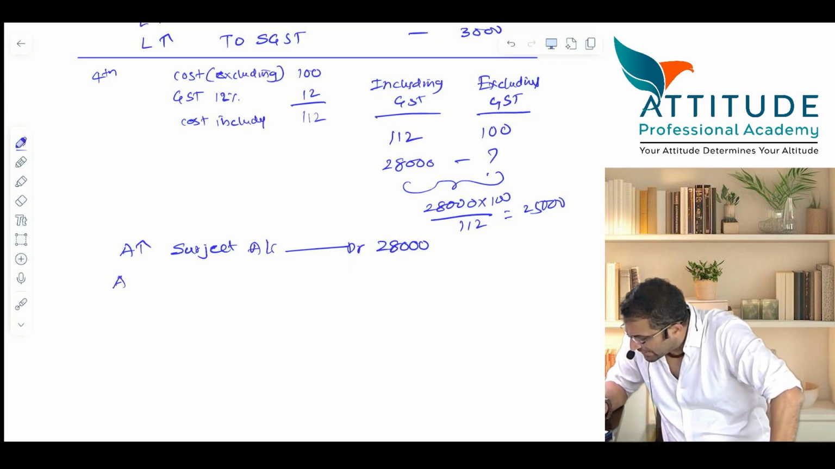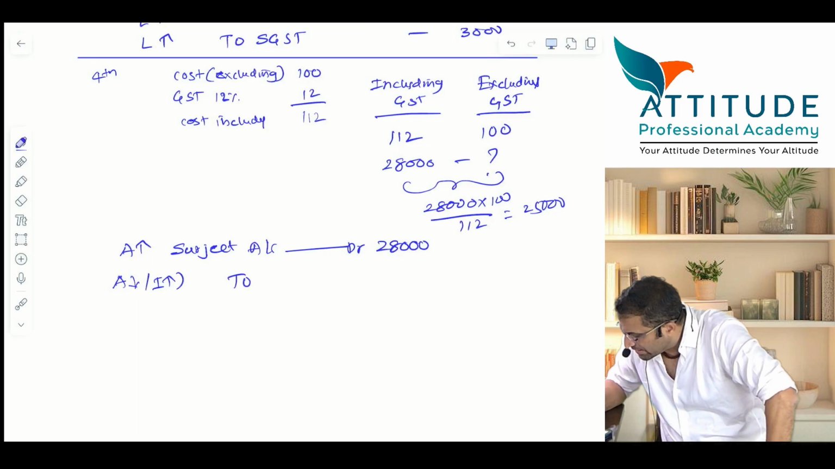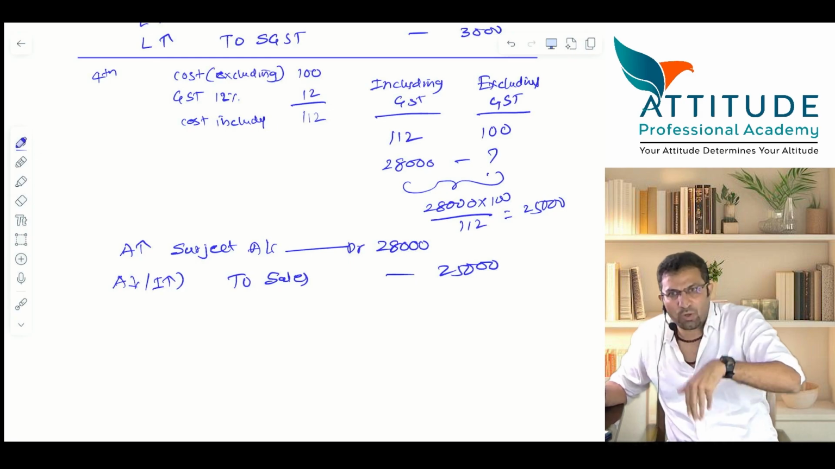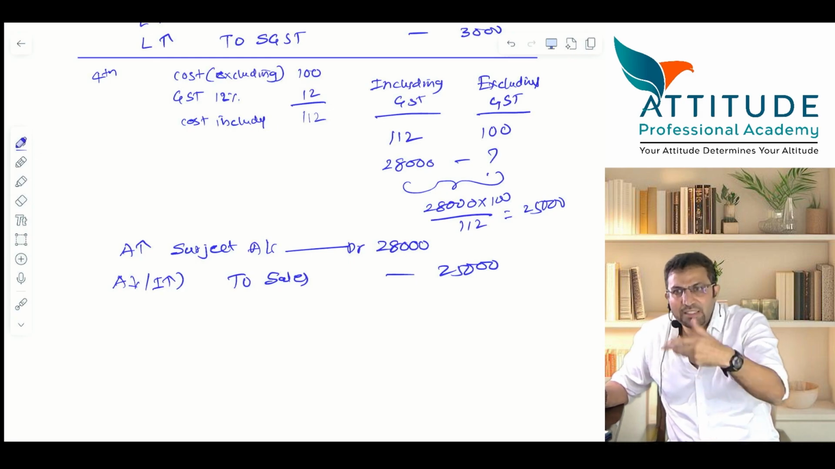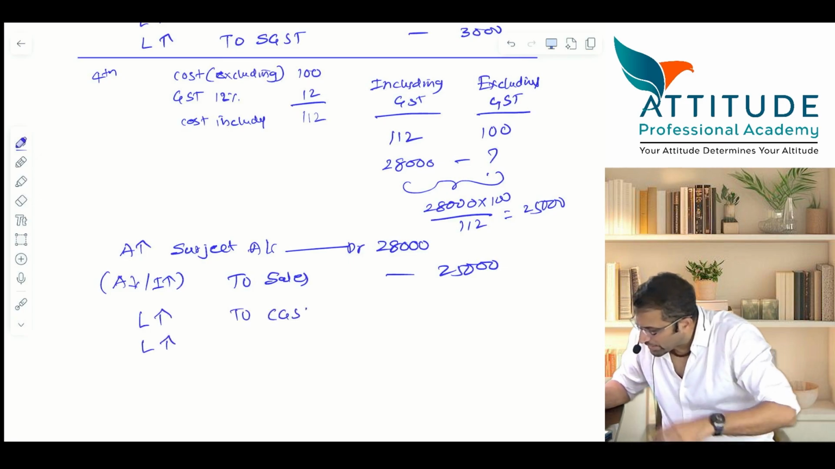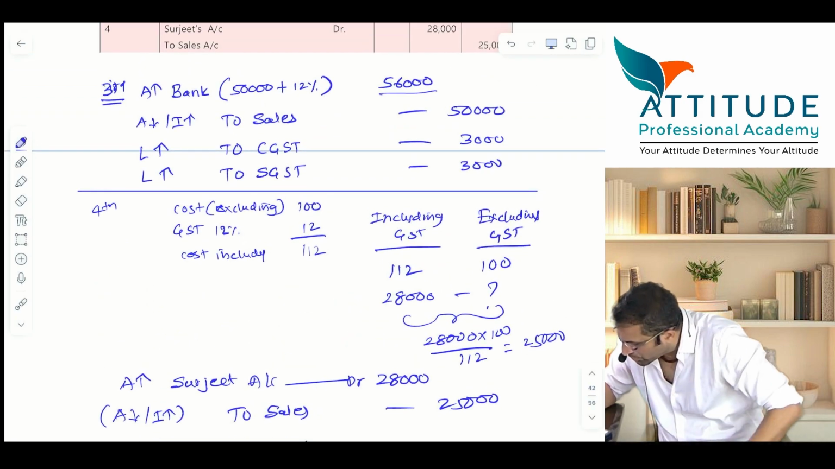How much are the sales? Asset reduces or income increases. Your income is not 28,000. Your income is only 25,000. The reason is that the 3,000 extra that you are going to receive from Surjit is payable to the government. Liability increases to CGST output.